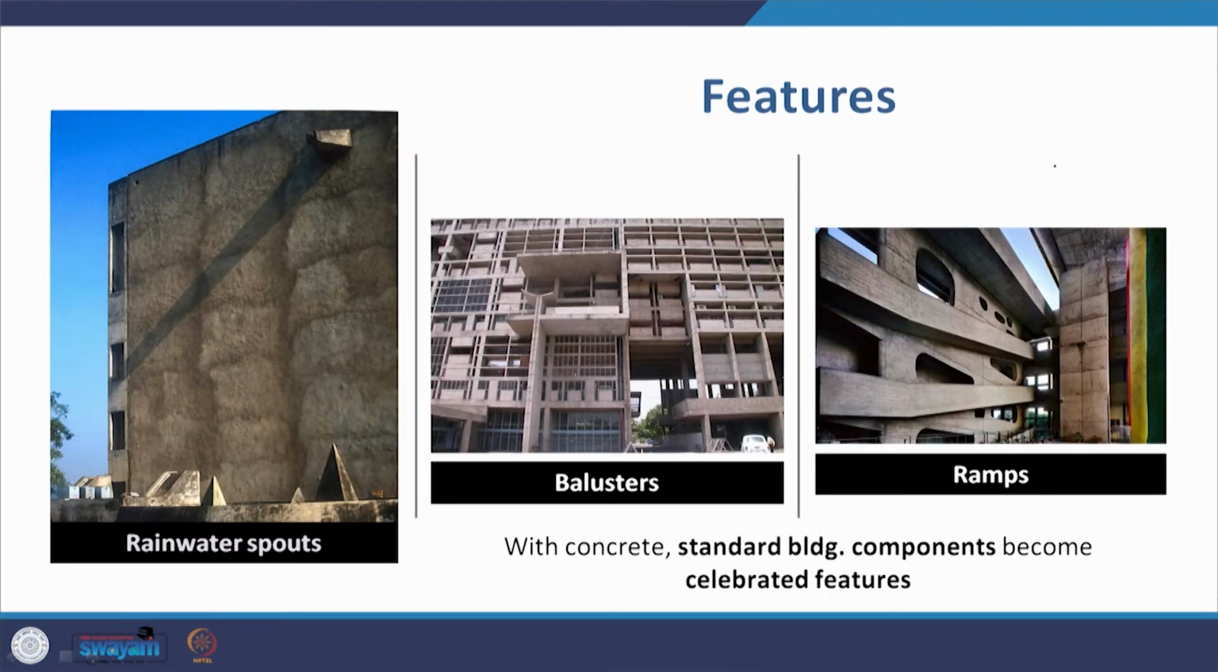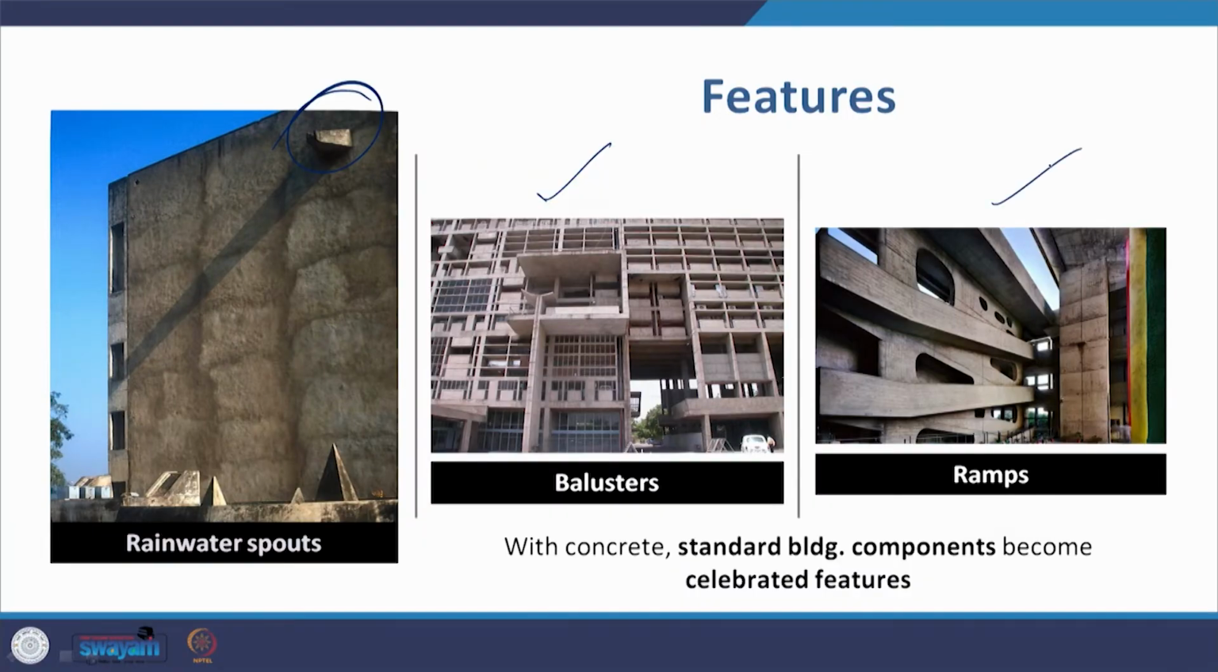There are features which became standard building components, which he used here, and became celebrated features in buildings to come, in the works of B.V. Doshi and many other architects. We see, for example, the rainwater spouts. If you remember, I had mentioned them in the Gandhi Samarak Sangrahalaya, and these rainwater spouts were put together in RCC here in Chandigarh and then taken forward by the young Indian architects.